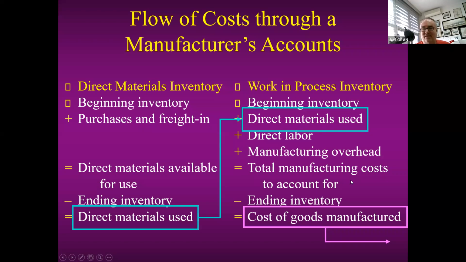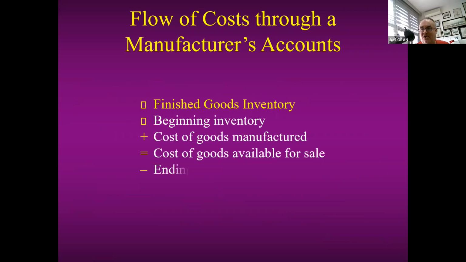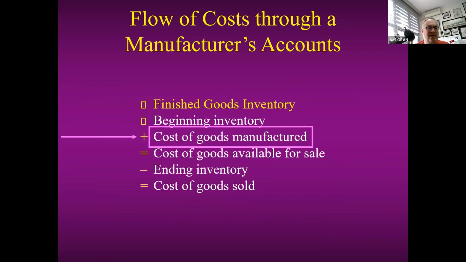If we finished production of all of the work in process, this would be transferred into the finished goods inventory. But because we typically have a certain amount of work in process left at the end of the year, it needs to be deducted from this amount to give us the cost of goods manufactured, which is taken out from here and transferred into our finished goods inventory, because the production has been completed and now we're waiting for the customers to come in and buy it.